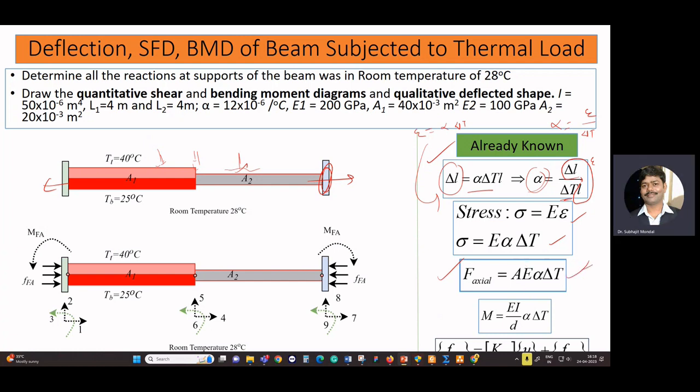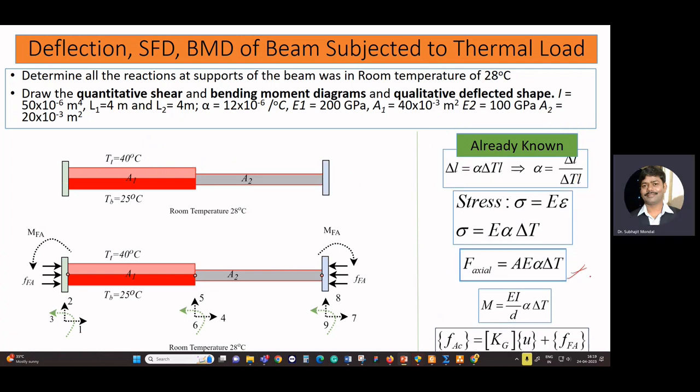So the axial force which will develop due to the temperature changes is equal to EA alpha times delta T. The axial force that will develop due to the temperature rise is EA alpha times delta T, and the moment which is going to develop due to the differential change in the temperature is EI by D times alpha times delta T. Here we have EA, but here we have EI by D. D is the depth of your beam.